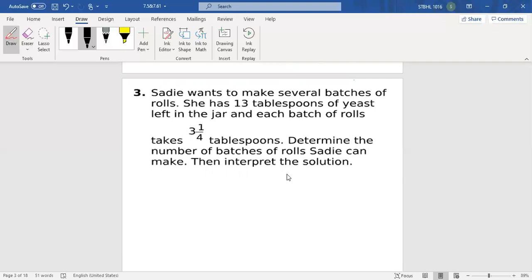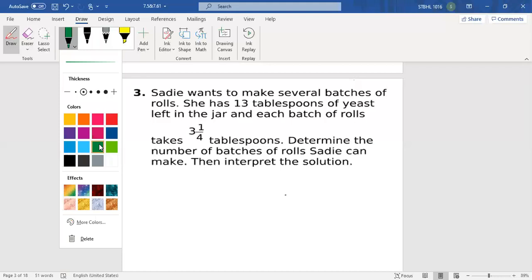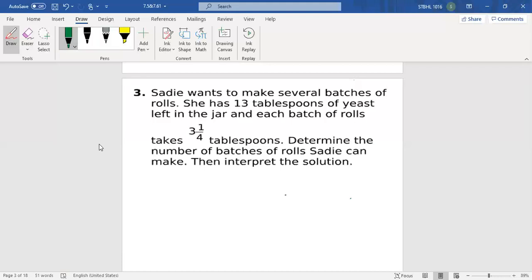Okay, for example, this question says you want to make several batches of rolls. She has 13 tablespoons of yeast left in the jar, and each batch of rolls takes 3 and 1/4 tablespoons. Determine the number of batches of rolls Teddy can make. Then interpret the solution. Again, grade 7. First of all, what are you wondering about? You are wondering about the number of batches, so represent it by any variable. Suppose it's x.